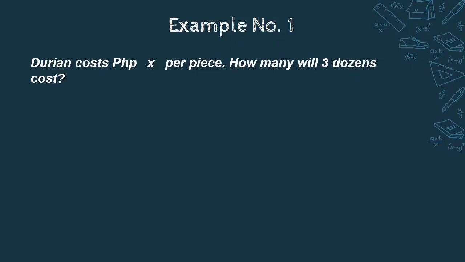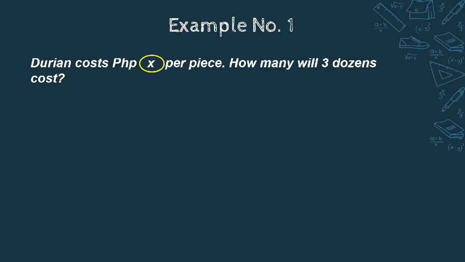After that, identify the unknown quantity and the variable used. When we say variable, it is the letter used to represent something or an unknown quantity. So the variable used in this problem is the letter x as the representation of the peso.